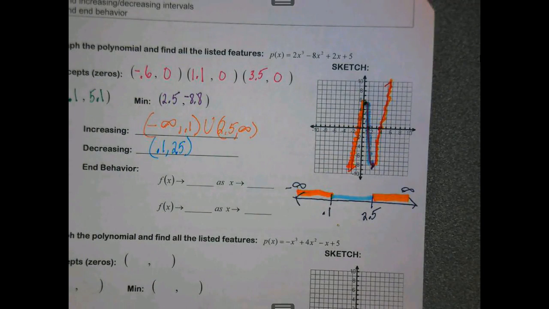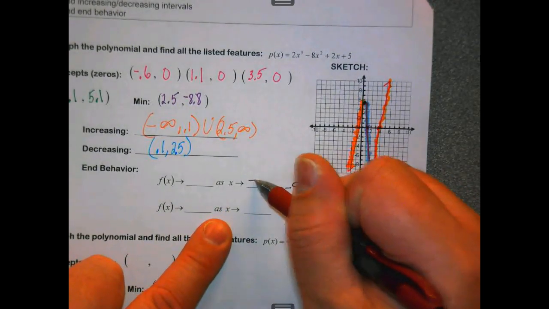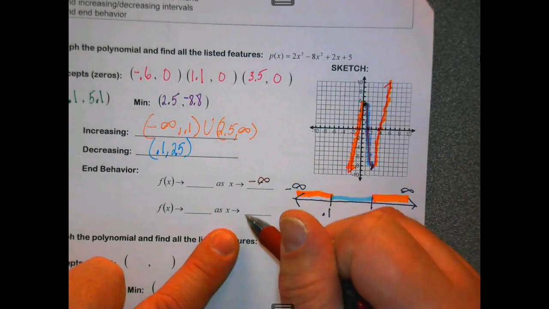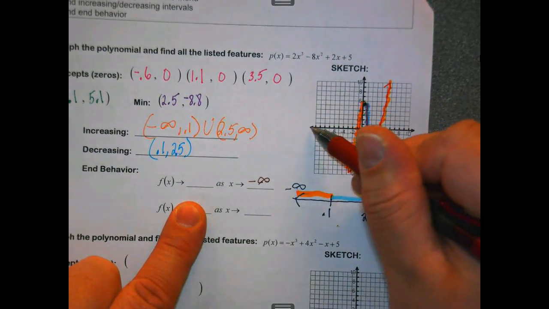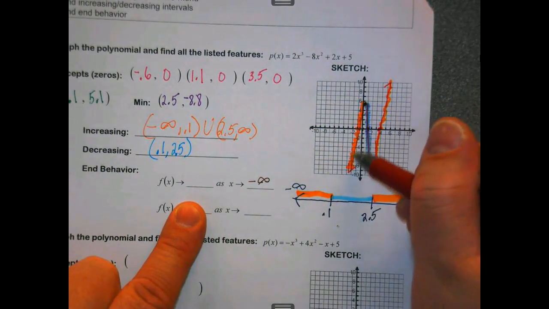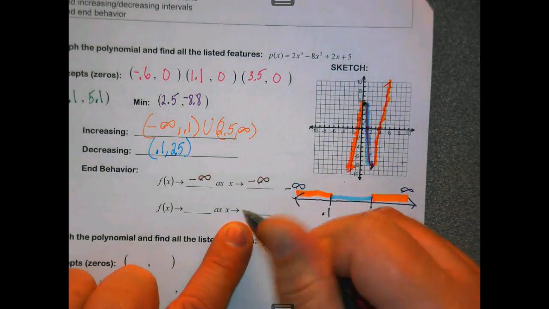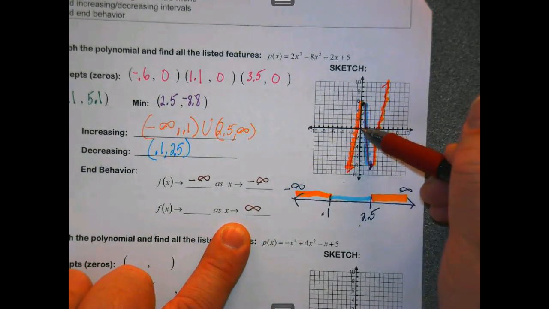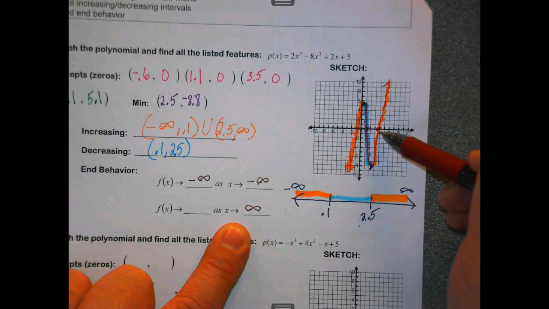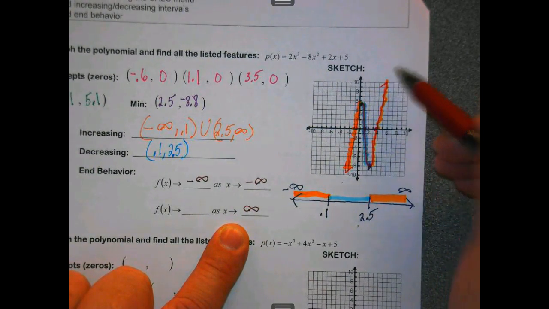And the last thing we have here is the end behavior. So as x goes to the left or negative infinity, as x goes to negative infinity, my y goes to negative infinity. As my x goes to positive infinity, or to the right, my y goes to positive infinity.